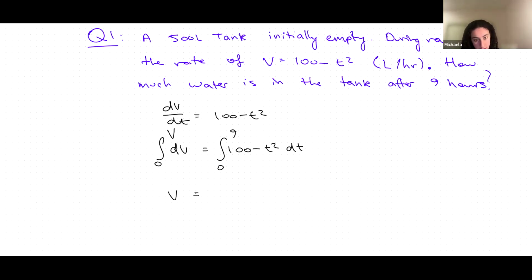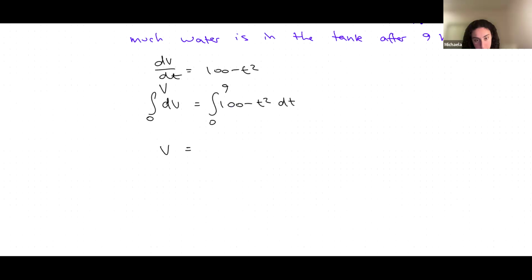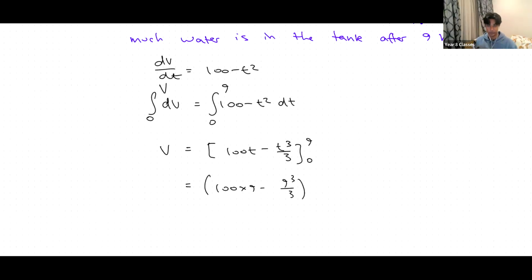And then in square brackets, 100t minus a third t cubed, or t cubed on 3, and then 9 to 0. And then sub that in, which is 100 times 9 minus, whatever, minus 0. So plug that in, see what you got. 657. Yep. Indeed, it is 657 liters.